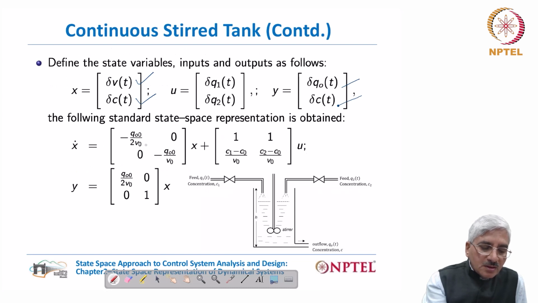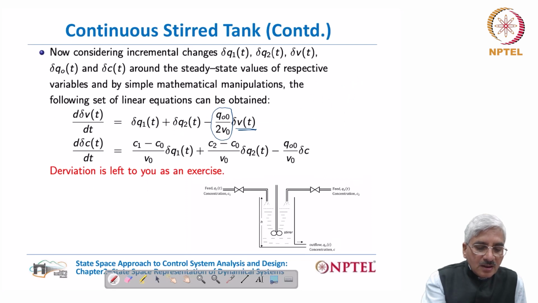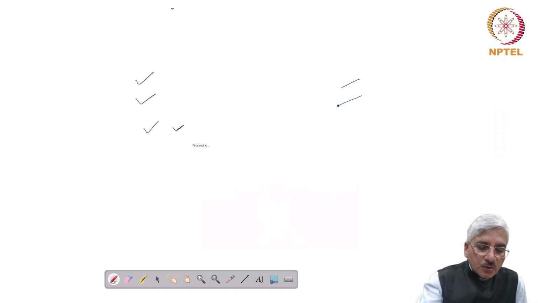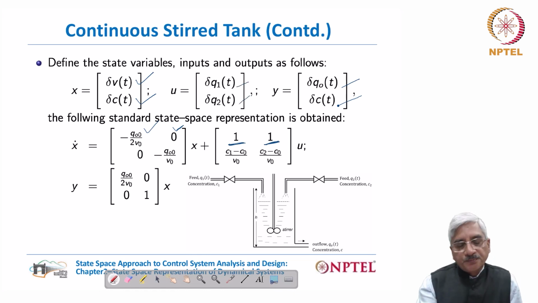Q0 naught by 2V0, and it is not multiplying the other state, so 0. So this into x1 is coming here, and it is not depending on the other state, so that is why we have a coefficient 0 here. And the two feed rates, delta Q1 and delta Q2, each multiplied with 1, so 1 times delta Q1 plus 1 times delta Q2. So we have in the input matrix a 1 here as well as a 1. U is the vector delta Q1, delta Q2.